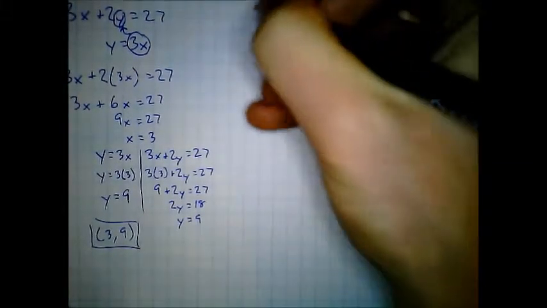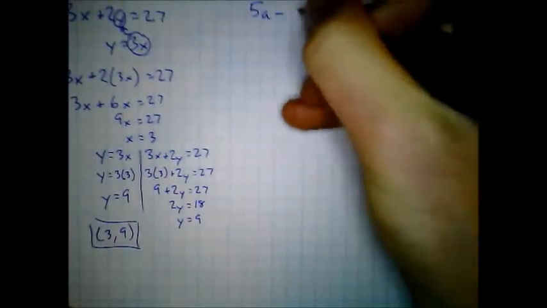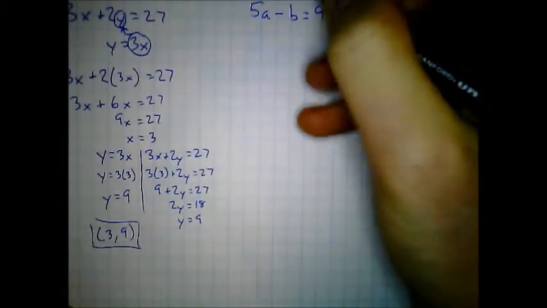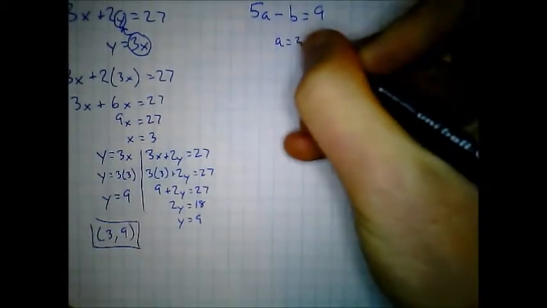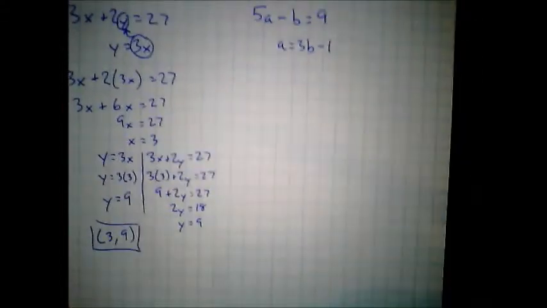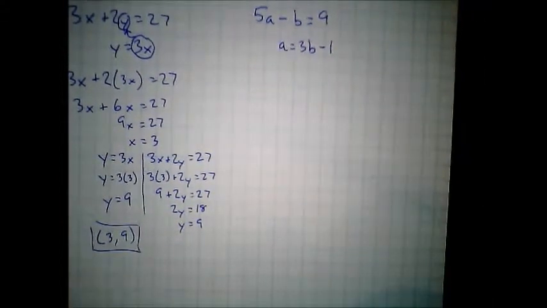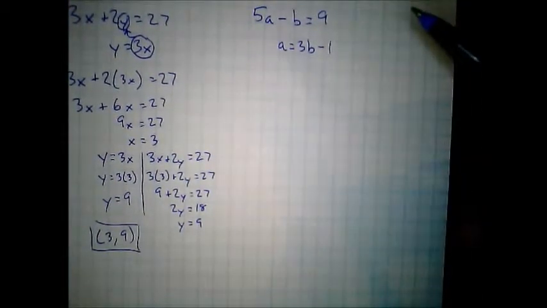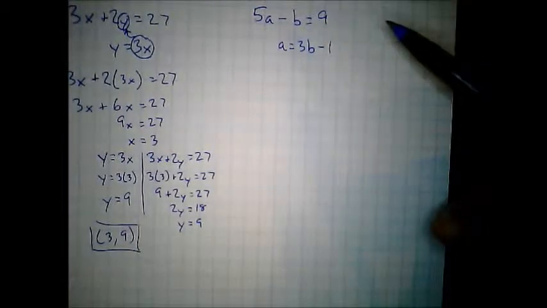Okay, let's look at another one. 5a minus b equals 9. And a equals 3b minus 1. Now just because we change the letters doesn't mean we change what we do. Just because we have a's and b's instead of x's and y's, the whole process when solving a system like this remains the same.